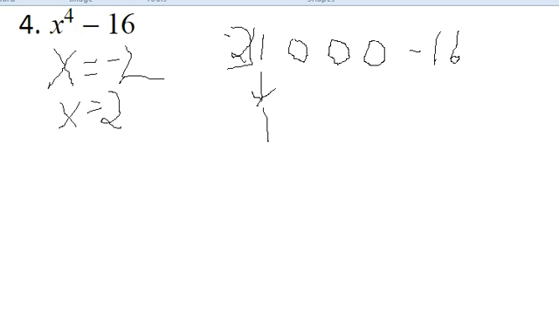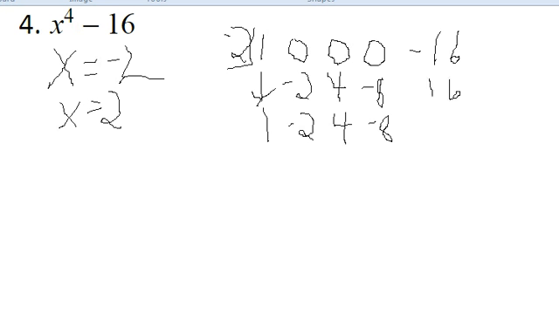Then I take this, multiply by that. 1 times negative 2 is negative 2. Take negative 2, add it to 0, I get negative 2. And again, so we're just following this pattern. Multiply, add to the next number. Multiply negative 2 times negative 2, that's this negative 2 times this negative 2 is 4. Add it, I get 4. 4 times negative 2 is negative 8. Add it, I get negative 8. Negative 8 times negative 2 is positive 16.